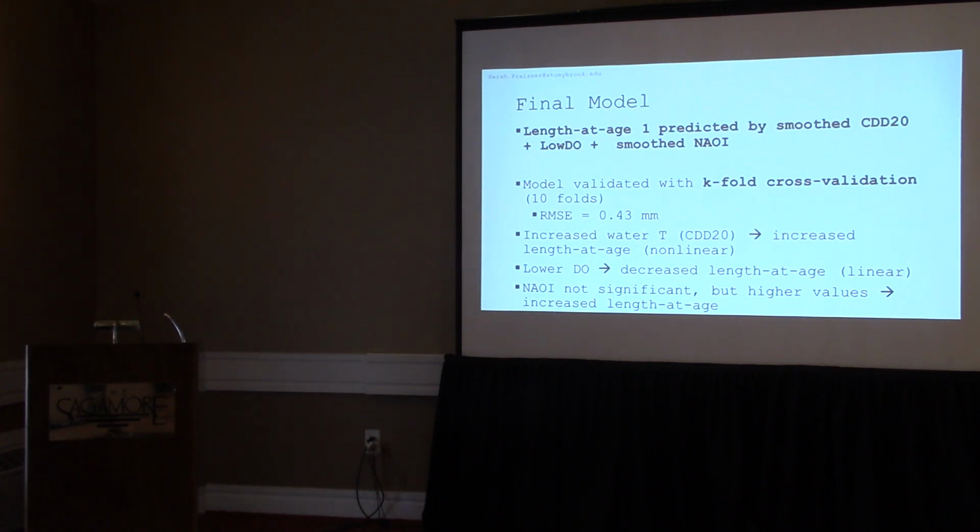And NAO was not significant in this final model, but I chose to leave it in because of the results I just showed you in the previous table. And it had a weak correlation with higher values associated with increased length at age. And just a reminder, a positive value of NAO, so a higher value in this index, shows us that you're more likely to have a warmer, milder winter in the Northeast US. So again, it's what you might expect to find.